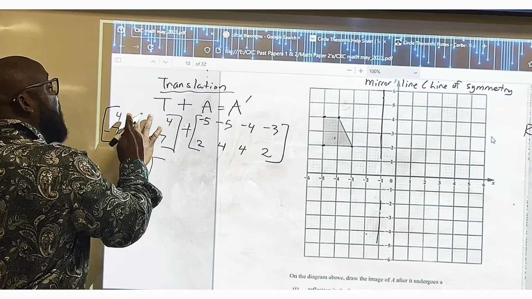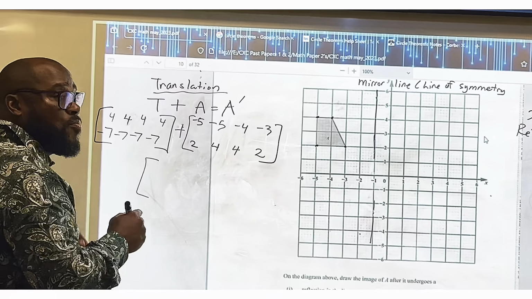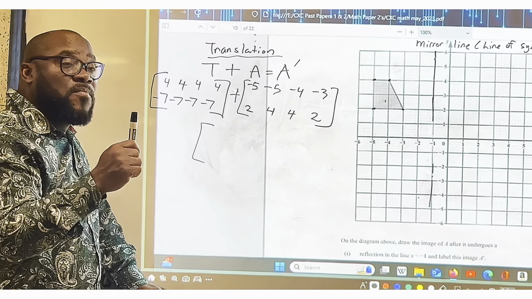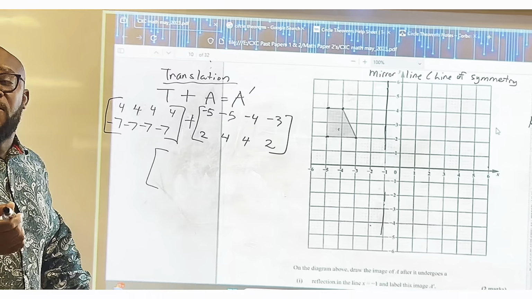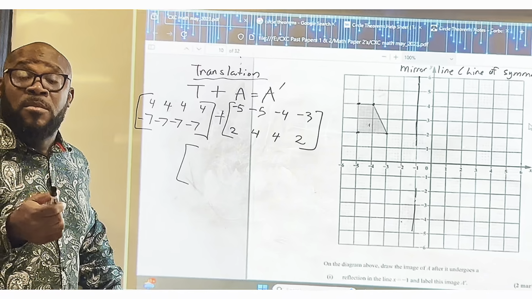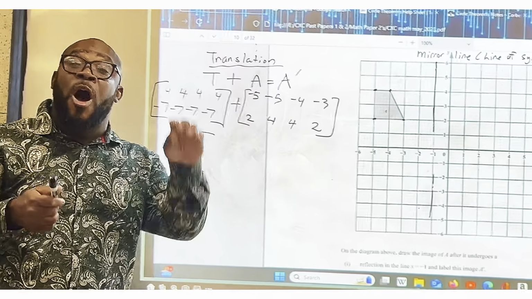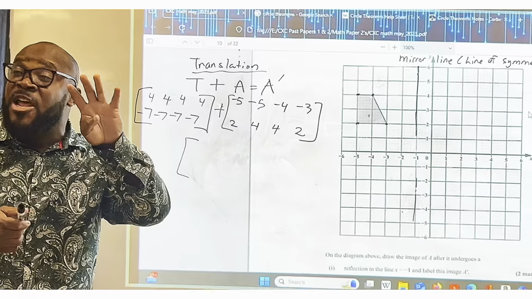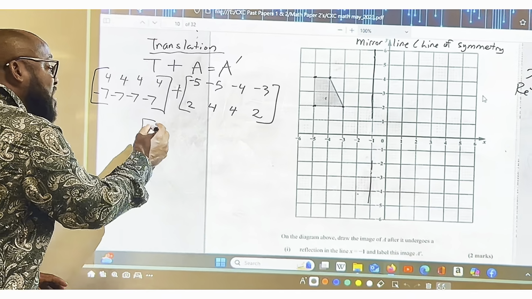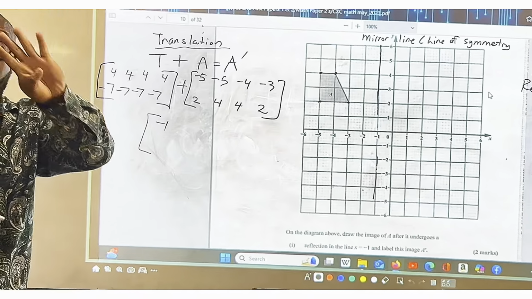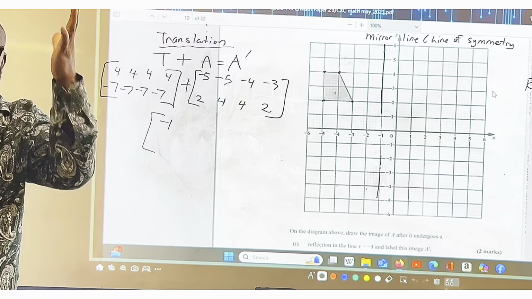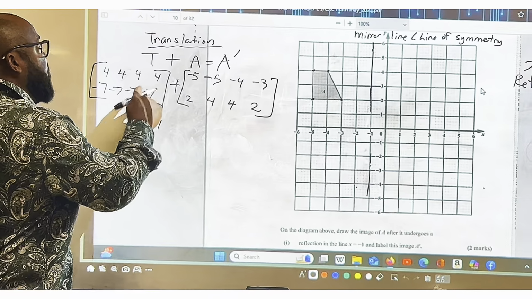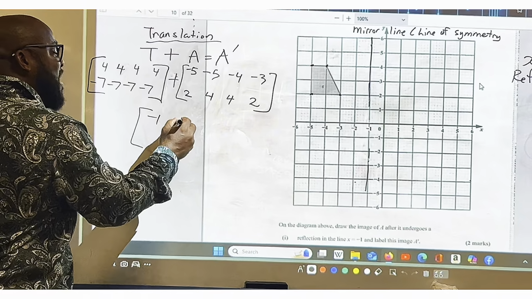4, take away 5. Class, 4, take away 5 is not 1. I always tell you, always do this. 4, take away 5. You're going to realize 5 is bigger than 4, so you're missing 1. Negative 1. And then he said 5, take away 4. I said 4, take away 5. That means you're missing 1. Good. Next again.